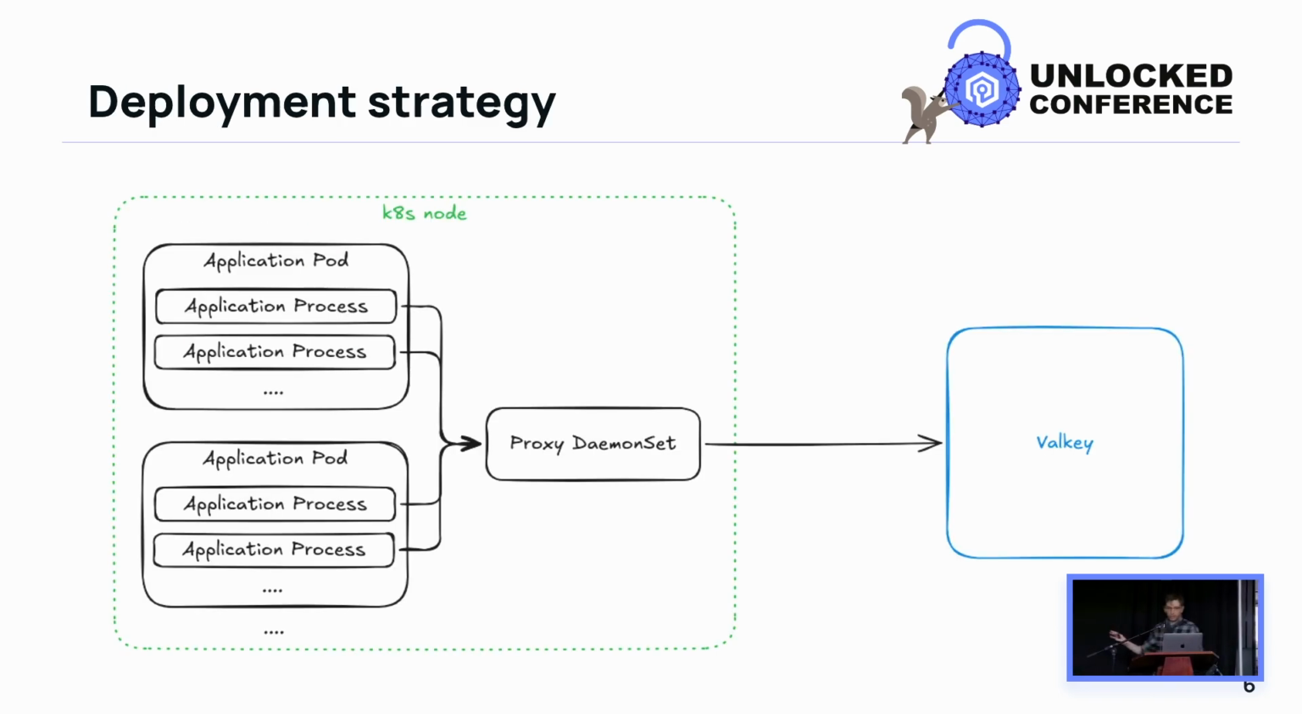So for context, we run in Kubernetes. We have our application pods. They have a number of processes. We run our daemon, or our proxy as a daemon, so all of the processes on the node talk through the daemon to talk to Valkey. This drastically reduces the number of connections that we have.